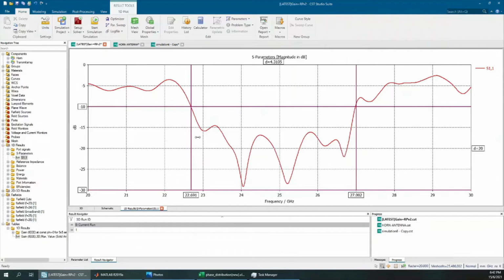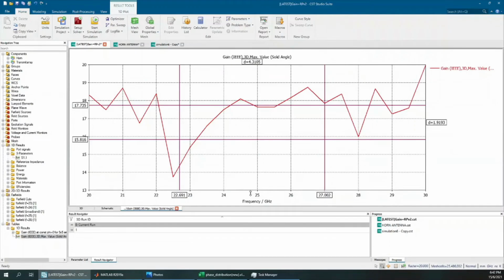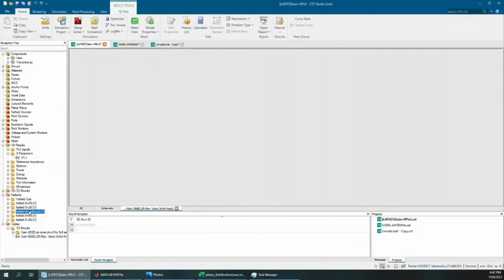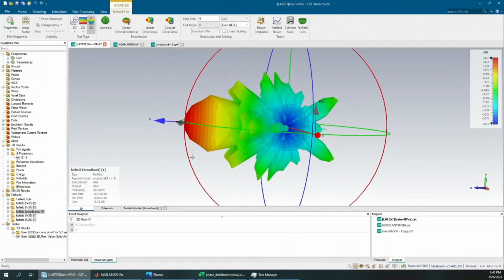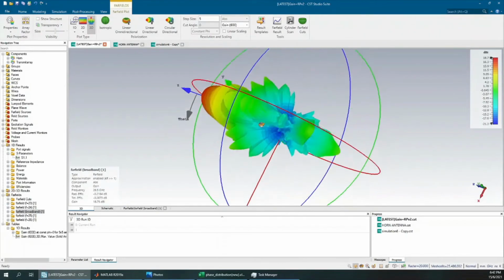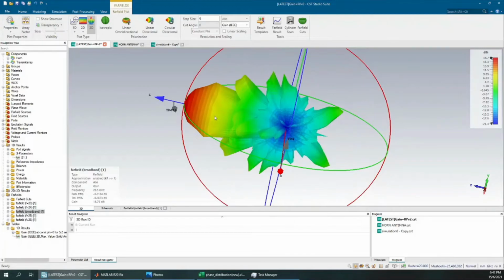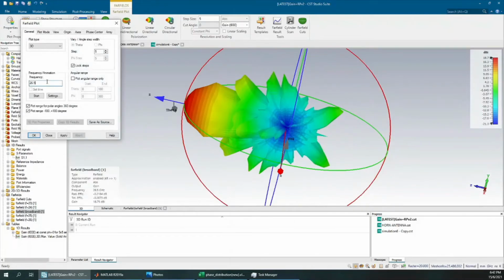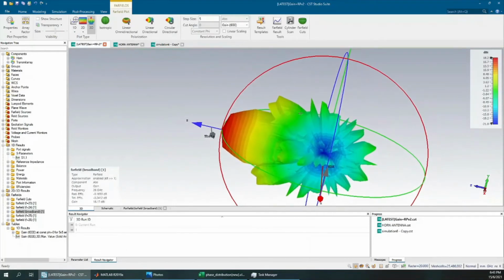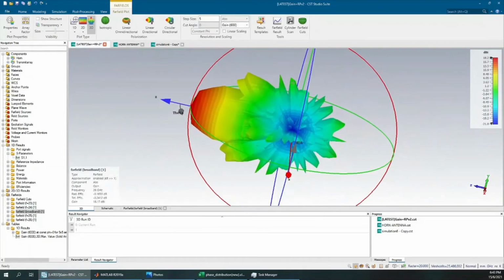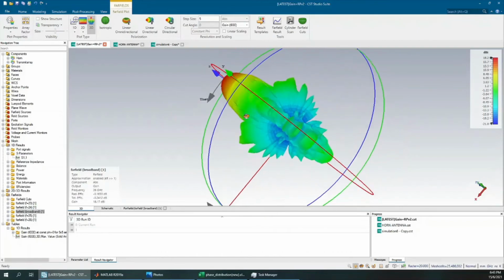So there is an operating frequency, and also I have plotted the gain versus the frequency. And here is the radiation pattern. So start with the 3D, and this one is the radiation pattern at 26.5 GHz. It should be 26 GHz. And here is the radiation pattern for the 26 GHz.